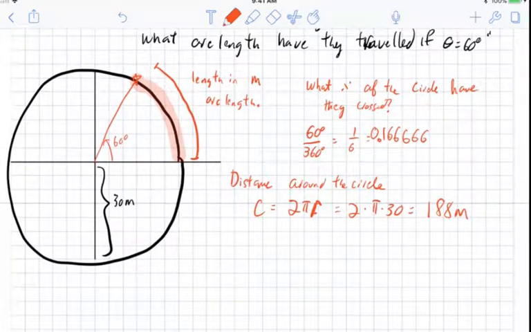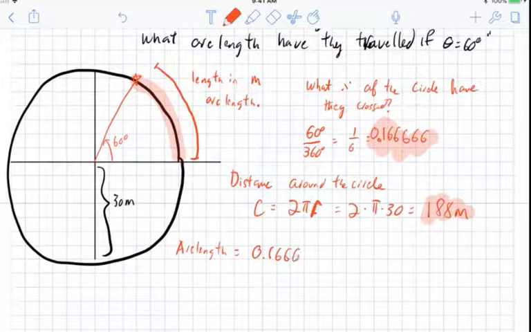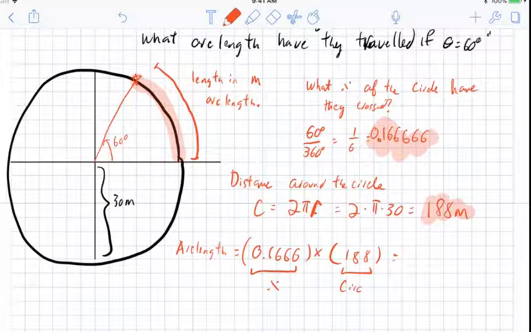So if you've gone this percentage around this length circle, then the total distance you've traveled is equal to 0.1666 times the distance around the circle. Percentage around the circle times the circumference. 0.16666 times 188 is equal to 31.3 meters. That's the distance they travel around the circle. That's the answer to this question.